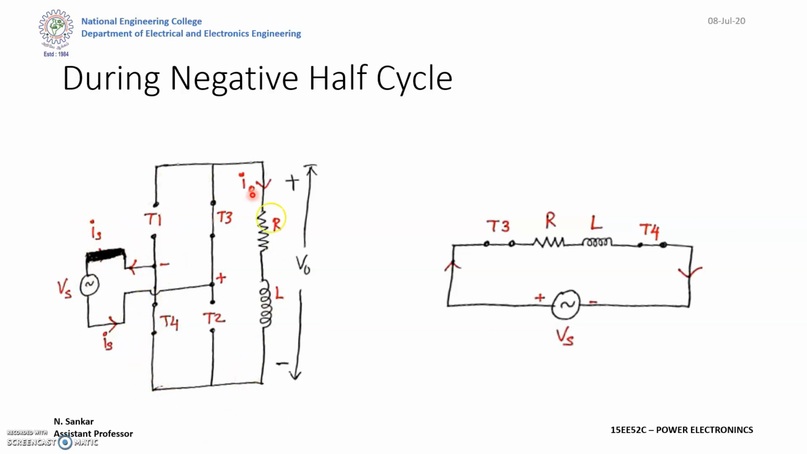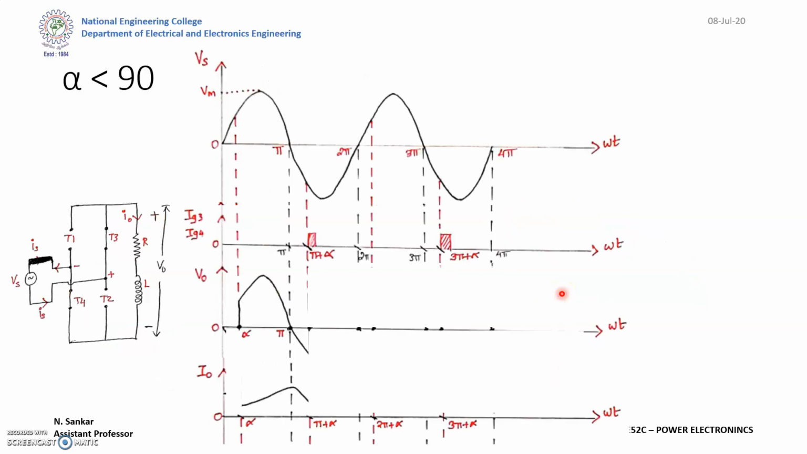If you redraw the circuit like this, you can see the current flow is from source to T3, then load, then T4, then back to source. So the voltage appearing in the source is directly parallel to the load. So it will share the same voltage. Here Vs is equal to V0, or simply you can say V0 is equal to Vs. If you see the graph, this is for the positive half cycle. For the negative half cycle, we will trigger after an interval of 180 degrees.